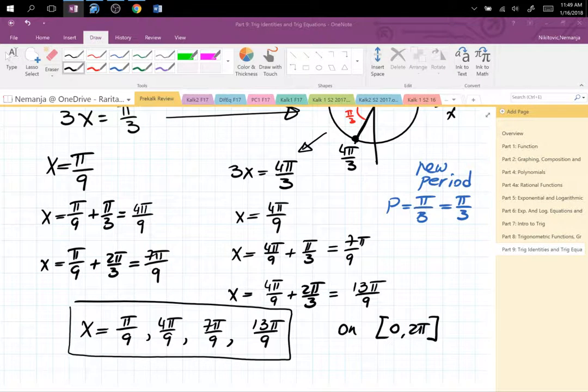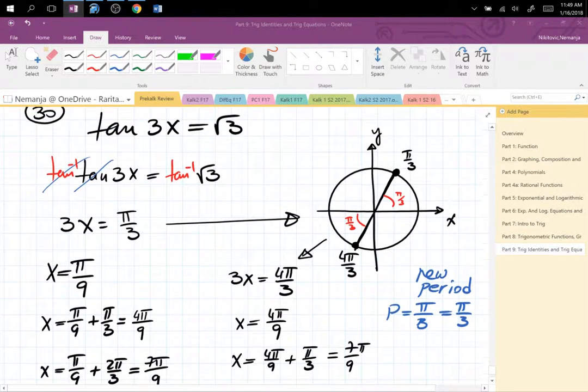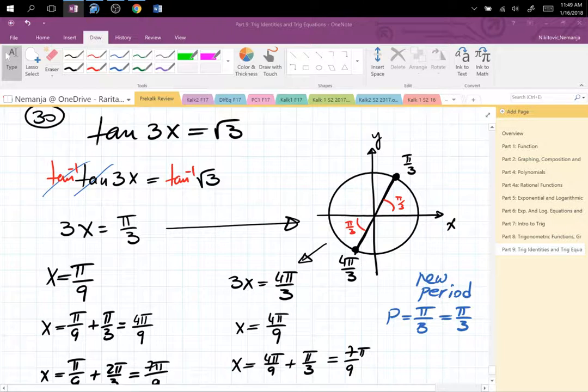I'll explain this problem from scratch, and we have time for another one, I guess. We start with tangent 3x equal root 3, and we apply inverse tangent to both sides, and we get 3x equals to pi over 3. Now we ignore the fact that it's 3x. We draw the unit circle because we need pi over 3 reference angles. Tangent was positive, so quadrants 1 and 3. And pi over 3 reference angles, so we got pi over 3 and 4 pi over 3.